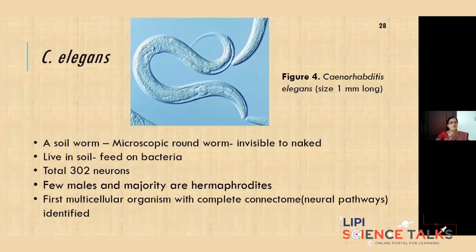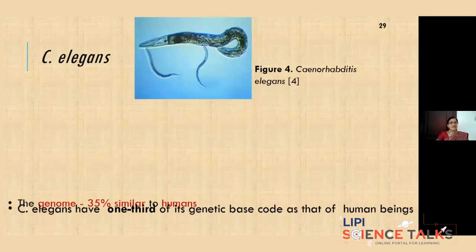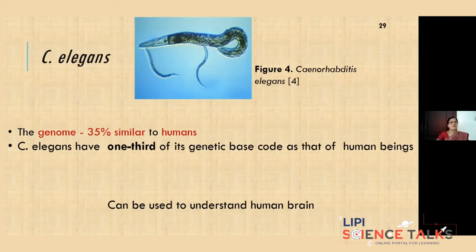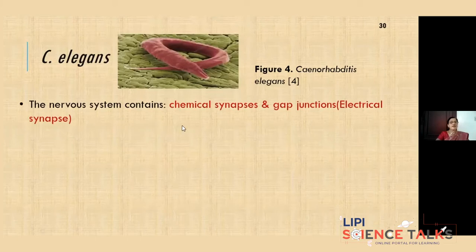So we will move on to the study of C. elegans. Why is C. elegans important? Because 35% of its genome is similar to that of humans. That means 1/3 of its genetic code is the same as that of humans. So it can be used to understand the human brain. That is why we have chosen C. elegans as our study material. Our neural network is that of C. elegans. And this C. elegans has both chemical synapses and gap junctions. Gap junctions means electrical synapse. The neurons communicate among themselves through chemical synapses, that is neurotransmitters, and also through the electrical synapse.